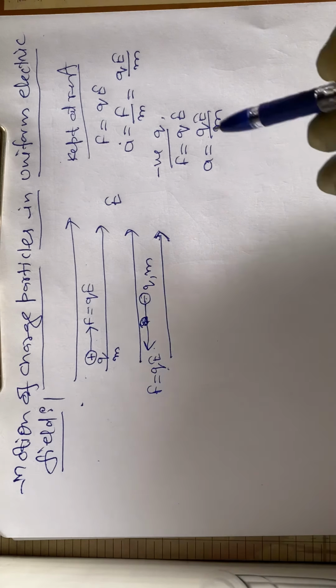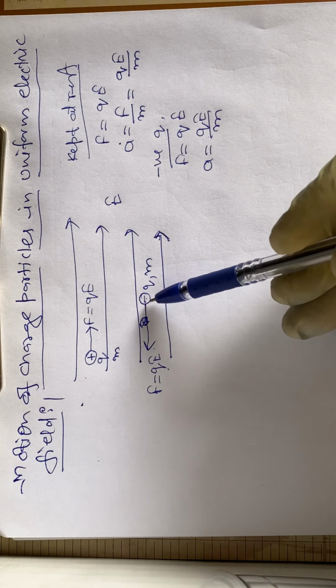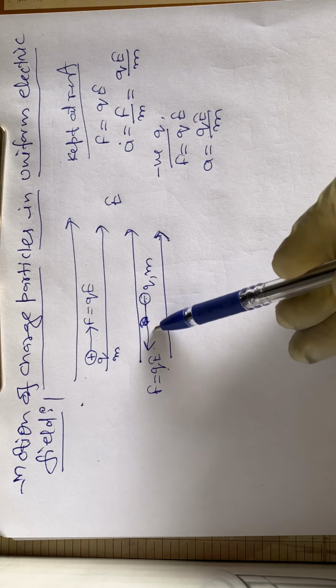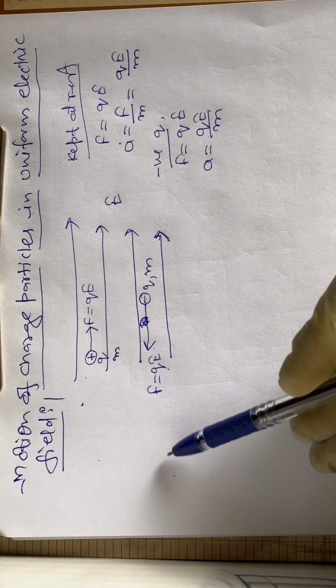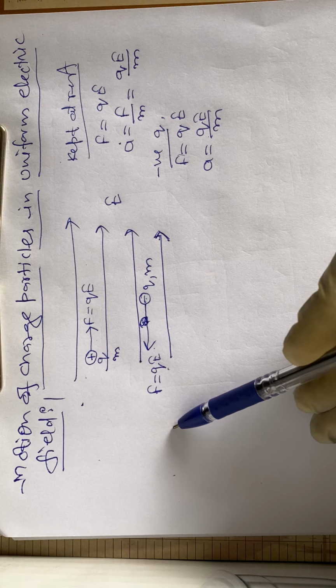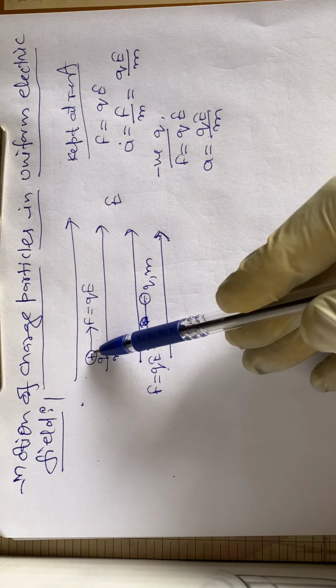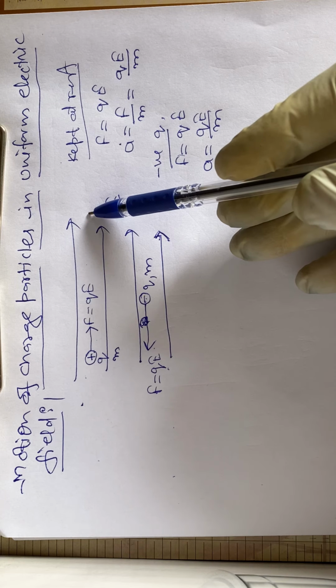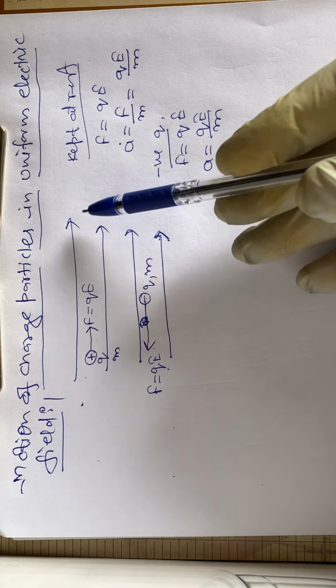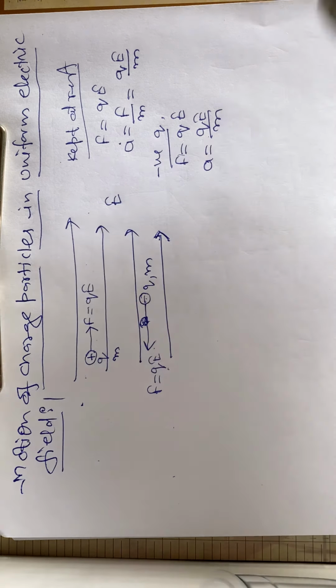That means this negative charge will continue to move in the negative x-axis, and its velocity will keep on increasing. On the other hand, the positive charge will continue to move in the positive x-axis, that is in the direction of the electric field, and its velocity will keep on increasing.